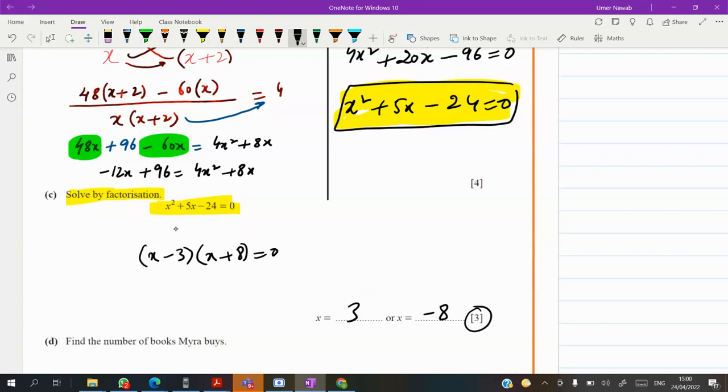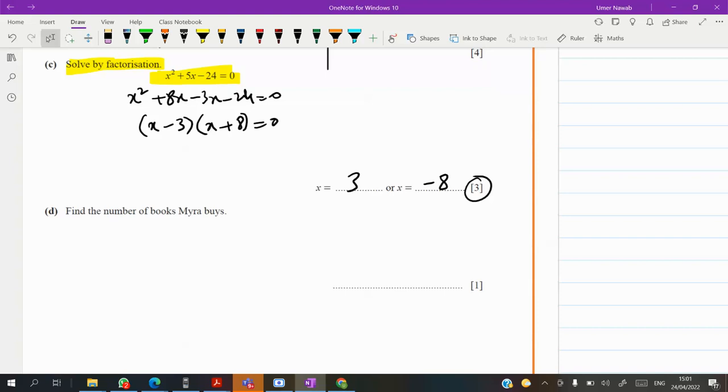And in between the question and your factor form, expand it. So x squared plus 8x minus 3x minus 24 is equal to 0. Then it's all fine. For sure, the number of books cannot be minus 8. So x is equal to 3 has to be taken.